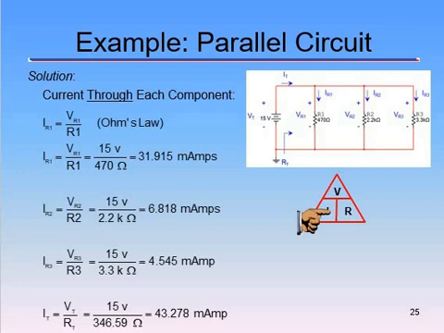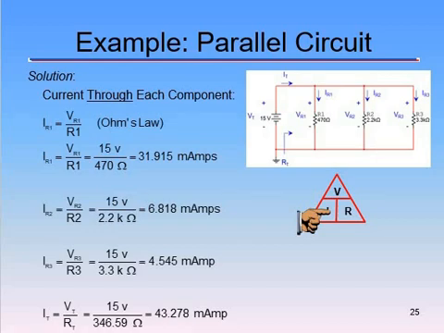The current through resistor 2 is voltage divided by R2 now. So we're going to take 15 divided by 2200. Okay? 2.2K is 2200. So 15 divided by 2200 is going to give you 0.006818. And then we move the decimal 3 places to the right, and we get 6.818 milliamps. I3 is 15 volts divided by 3300. That's going to give you 0.004545. And move the decimal 3 places to the right, and we get 4.545 milliamps.